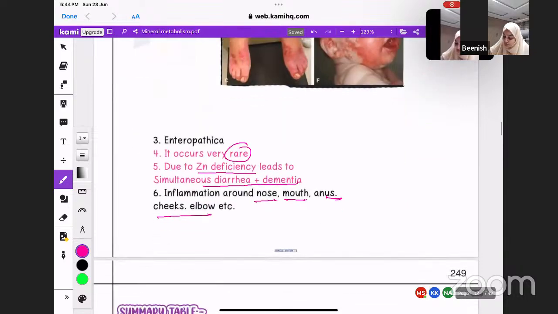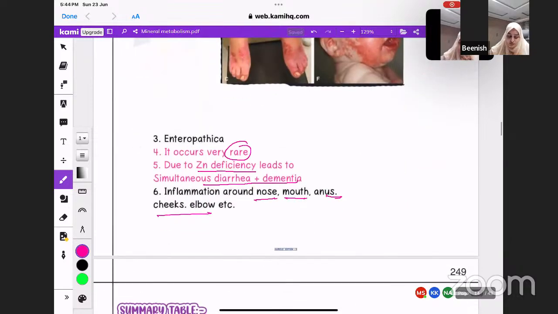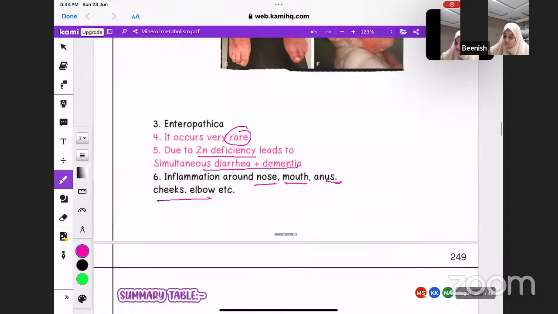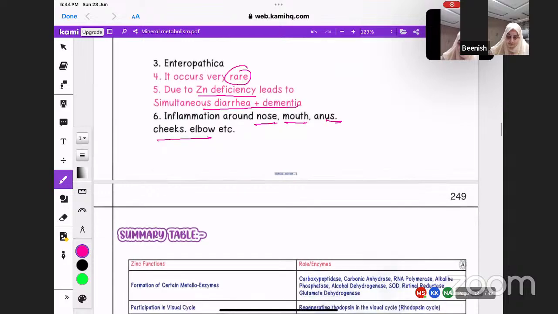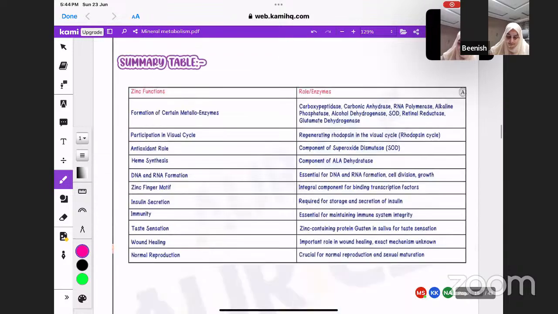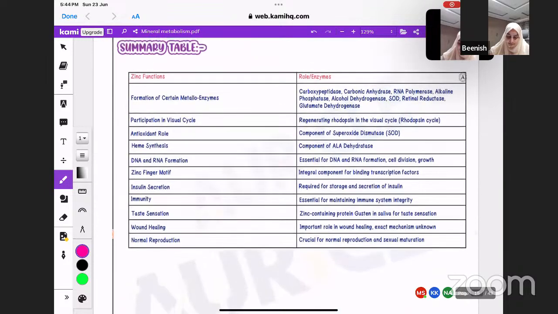Papules or rashes appear. So this is because of what is known as acrodermatitis enteropathica. Okay, and this is due to zinc deficiency. So it is a disorder because of zinc deficiency.